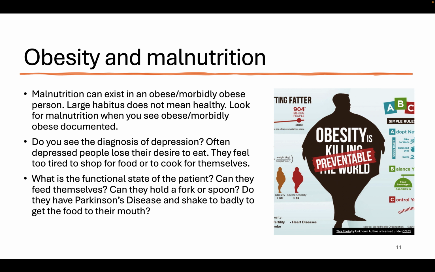Obesity and malnutrition. Malnutrition can exist in an obese person. Large habitus does not mean healthy. Look for malnutrition when you see obese or morbidly obese documented. We cannot talk about malnutrition without mentioning obesity. Obese patients will often be malnourished. They consume a lot of high-calorie, sugary sweet, and high-carb diets, but they increase in size, and elevated weight does not mean that they are well nourished.